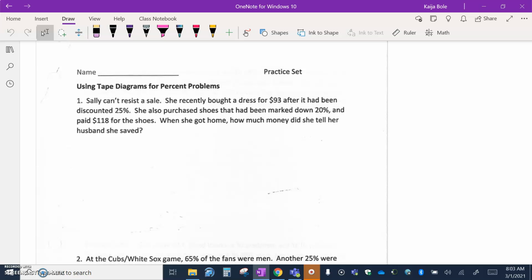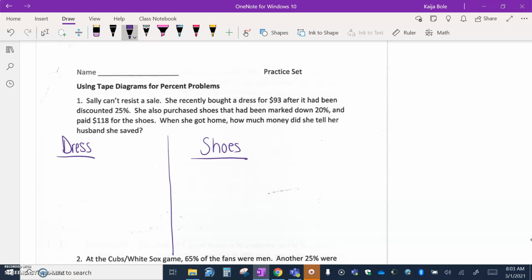So there's two things here that we're talking about. So you're going to need two tape diagrams. That's the first thing you should do, right? First, we're talking about a dress. So we're going to have a dress tape diagram. Then we also have shoes. Now, I know some of you are like, okay, I don't need tape diagrams. I don't need a visual. Maybe not for this one, but for number 2.